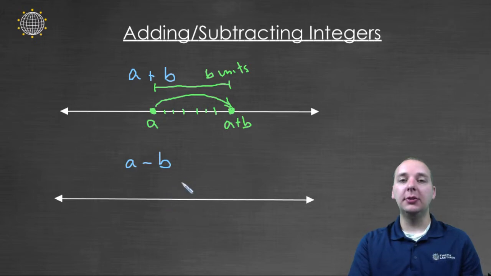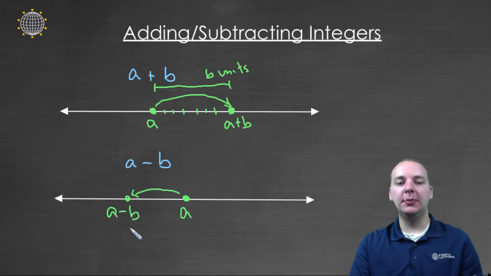Now if you're doing subtraction, then it's just the reverse. Here if we have A, and let's assume B is a positive number, if you subtract B, you'll be moving back a total of B units, and we'll be at A minus B.